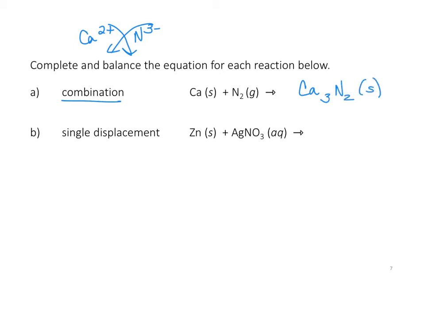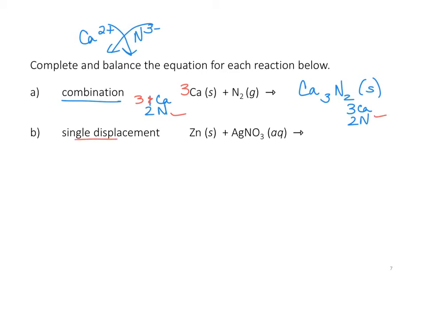And you could just put solid there. Most compounds are solid. Now we need to balance that. So we have 1 calcium and 2 nitrogen. And on the product side, we have 3 calcium and 2 nitrogen. So if we put a 3 in front of calcium, we have 3 calcium, we have 2 nitrogen and 2 nitrogen. So that is balanced. Okay, single displacement.